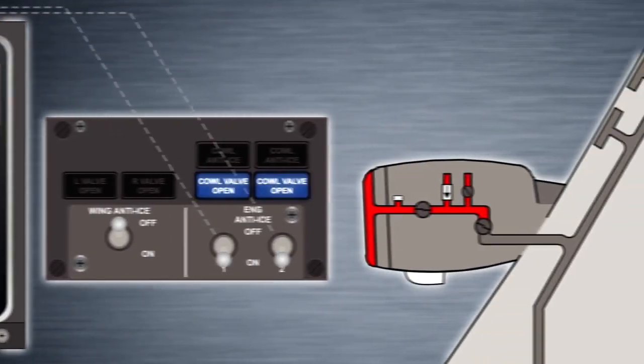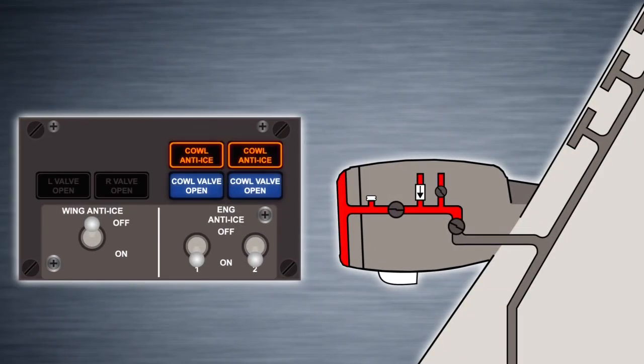The cowl anti-ice lights indicate an overpressure condition in the duct downstream of the cowl anti-ice valve. The sensor trips when pressure increases beyond 65 psi.